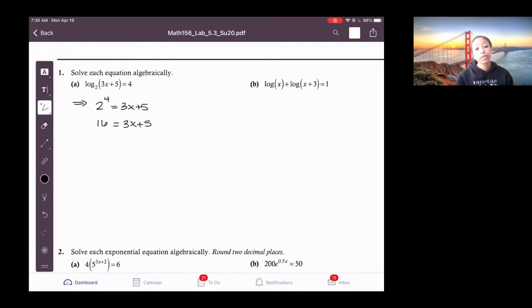And this is a simple linear equation. First, we subtract 5 from both sides, and that gives us 11 is equal to 3x. And then we would divide both sides by 3. So 11 over 3 equals x.